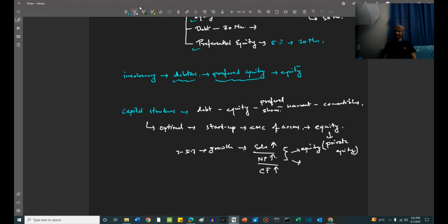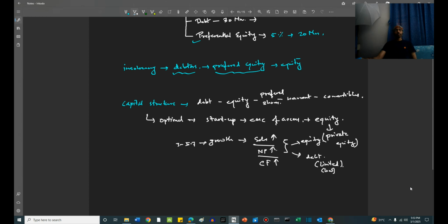Debt, they can access debt, but that can be at very high rates or it can be limited. Very low amounts of debt should be used, right? Because you do not want to create a drag on the finances, right?